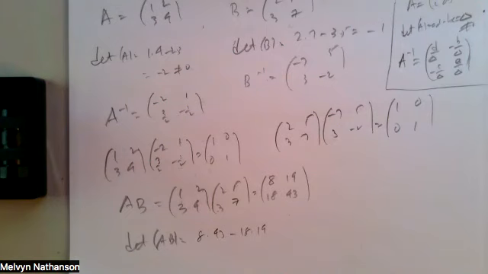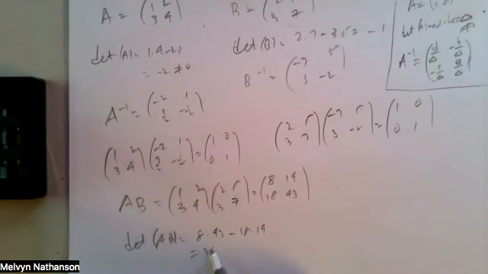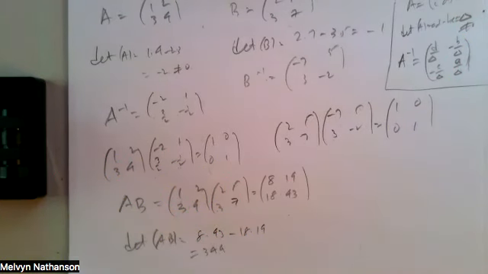And eight times 43 is 344. And 18 times 19 is 342. So the difference is 2.